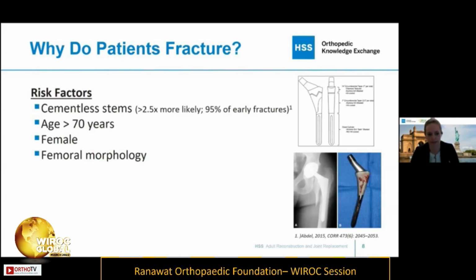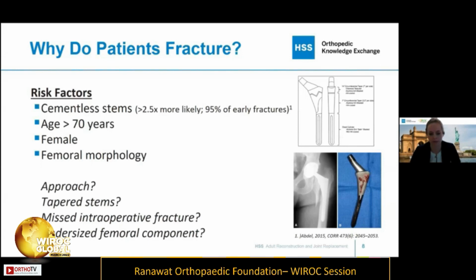That's an obvious risk factor, particularly in older patients, female patients. And then of course, femoral morphology. So we all use the Dorr classification, stovepipe femurs, poor bone quality, and that's a risk for fracture. But newer things that we're talking about more: approach.